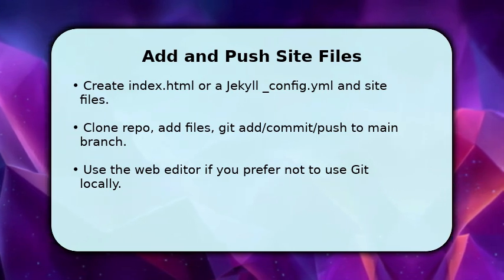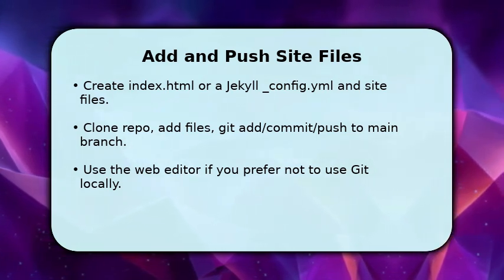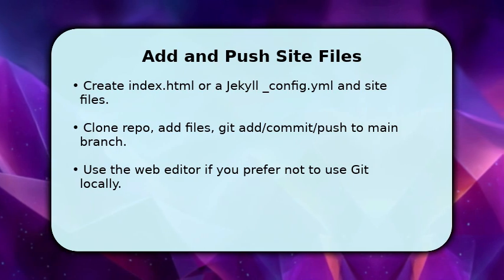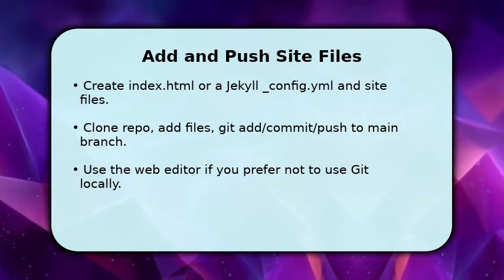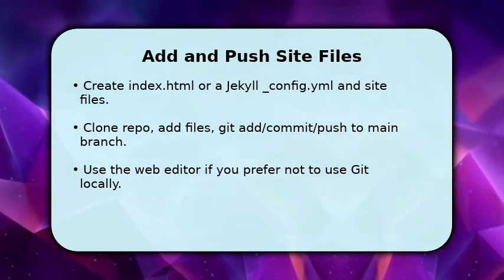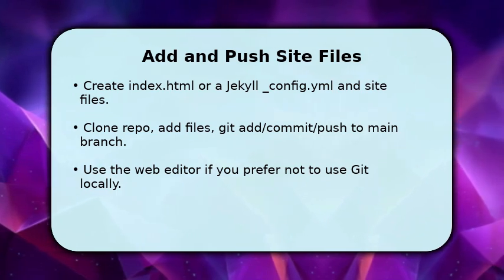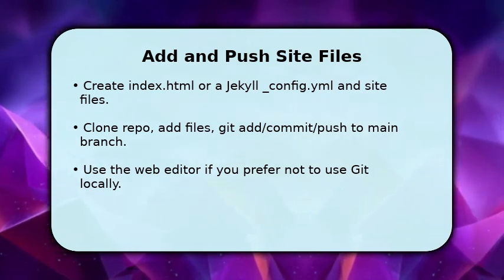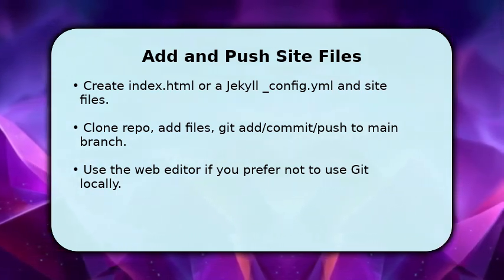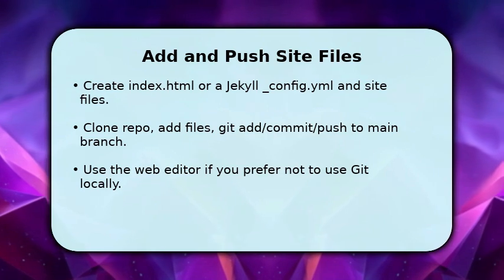If you prefer the browser, use GitHub's web editor to add or edit files directly. Commits there are valid too. Once those files are pushed, go to the repository settings and open the Pages section so you can confirm the source and see the published site URL while the build runs.